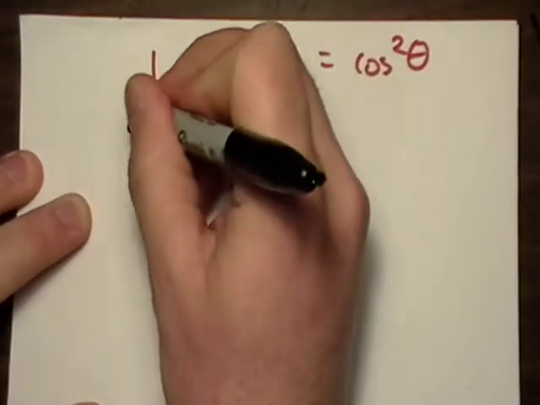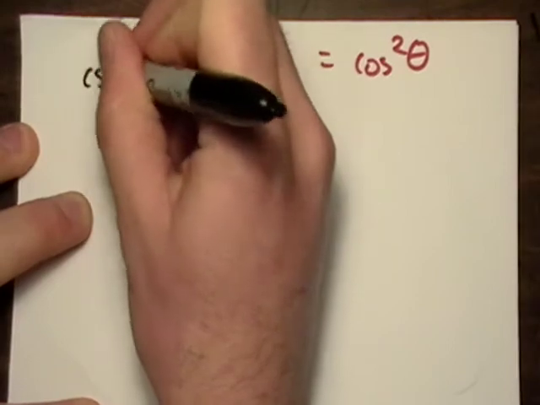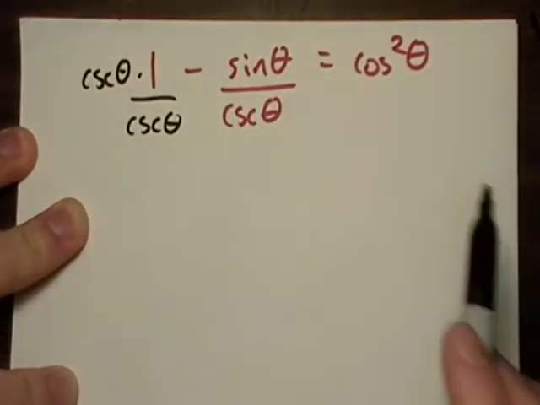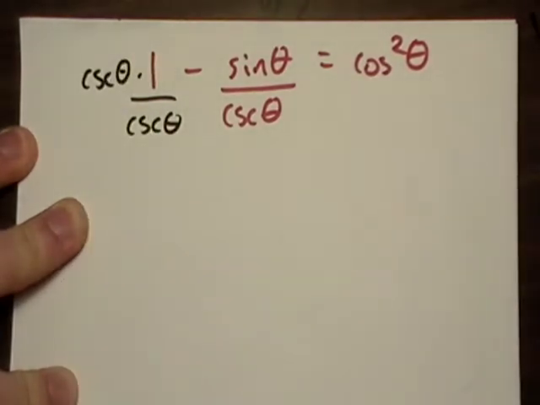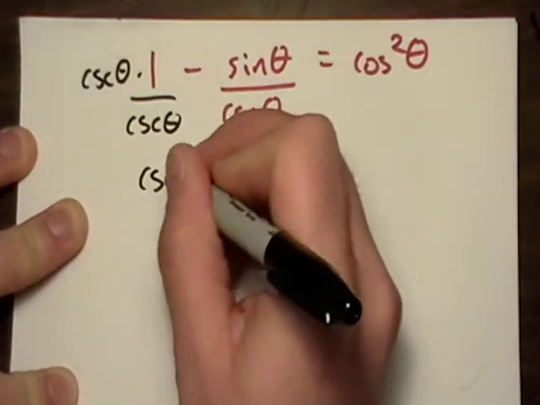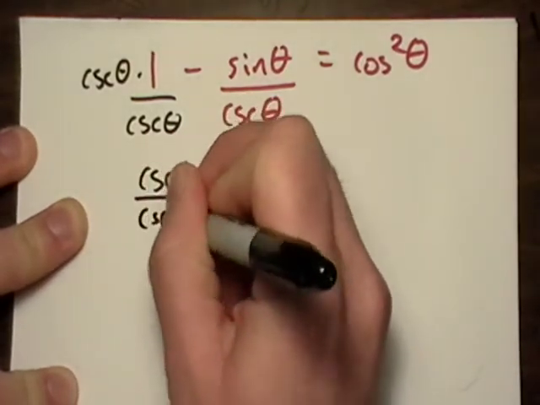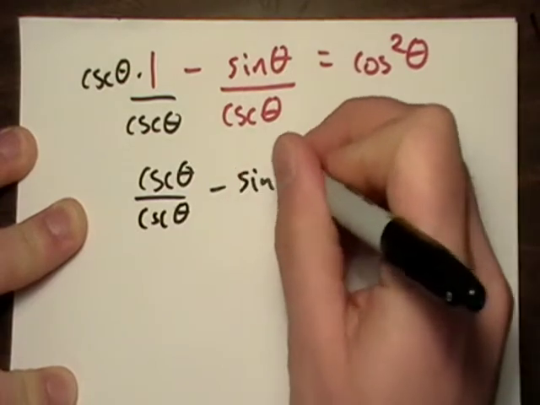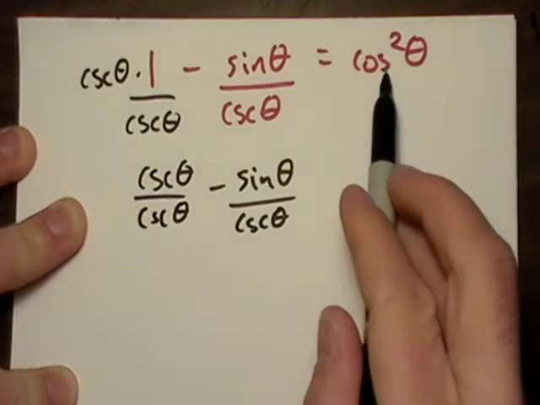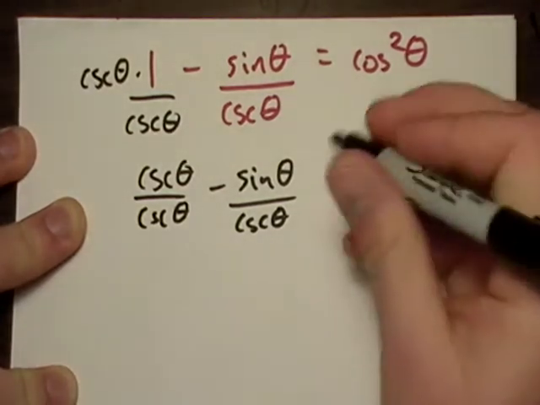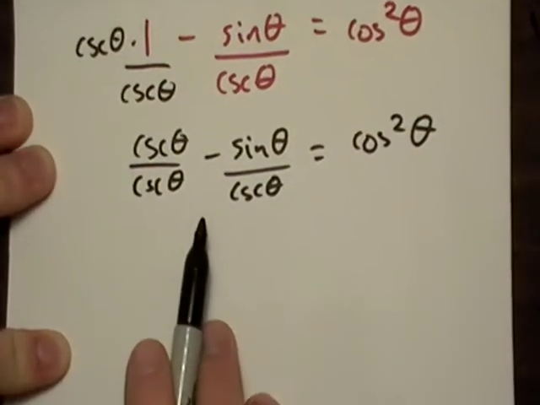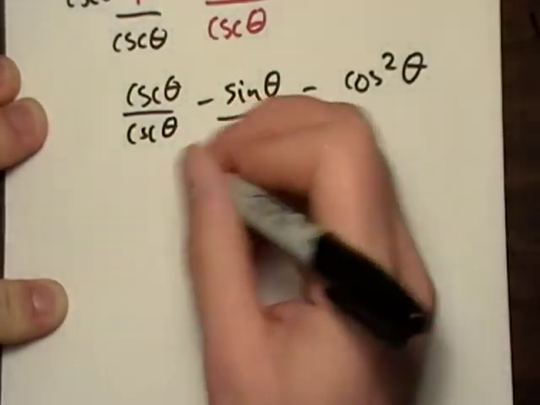And I can pretty easily just do both numerator and denominator by cosecant. Okay, so now I've got cosecant theta over cosecant theta minus sine theta over cosecant theta. And what we're trying to make it look like is cosine squared theta, okay? Alright, so now since we've got common denominators, we can go ahead and combine the fraction, can't we?